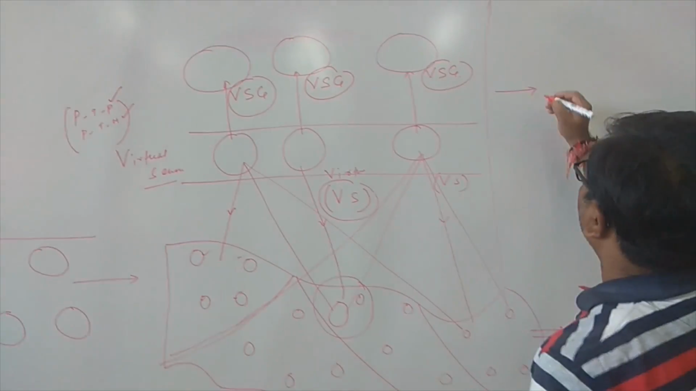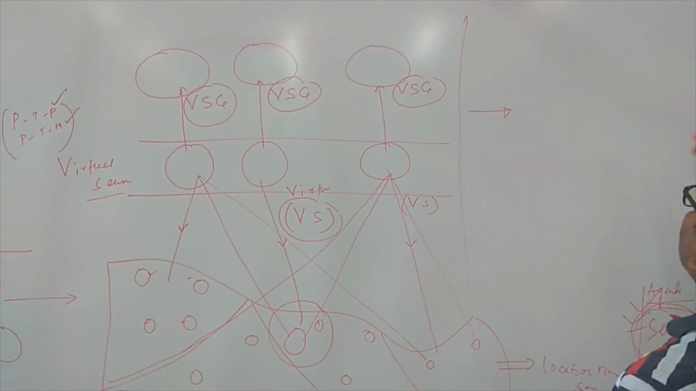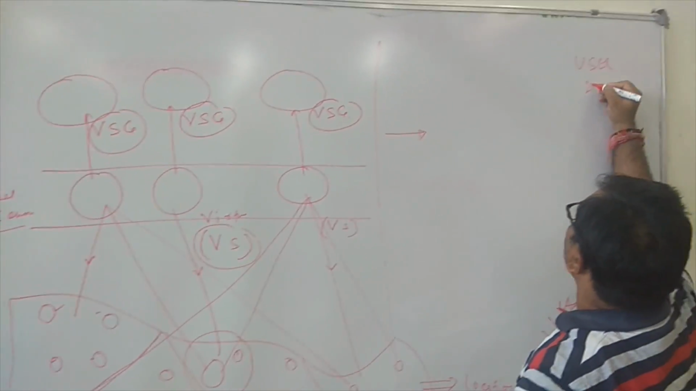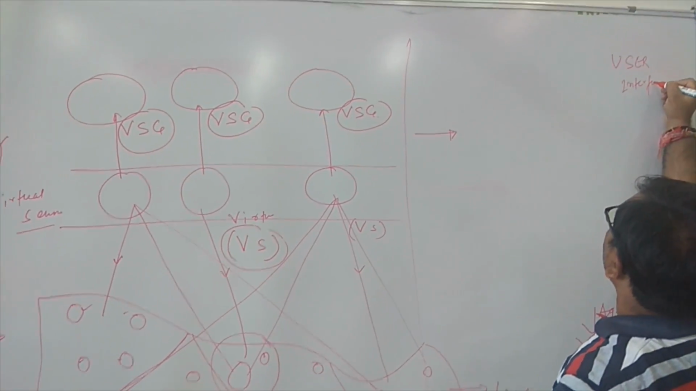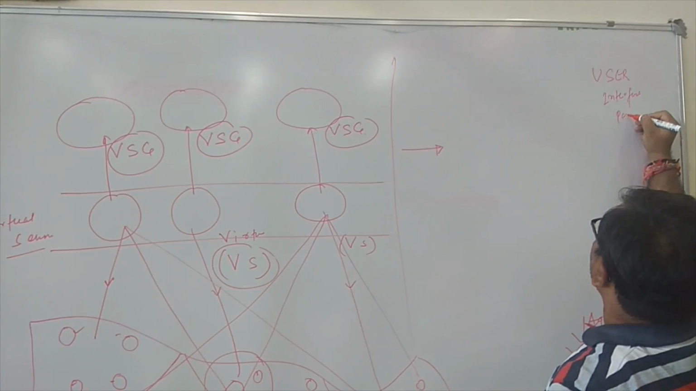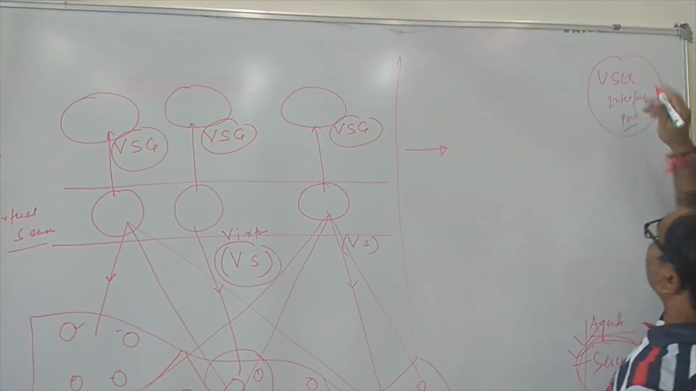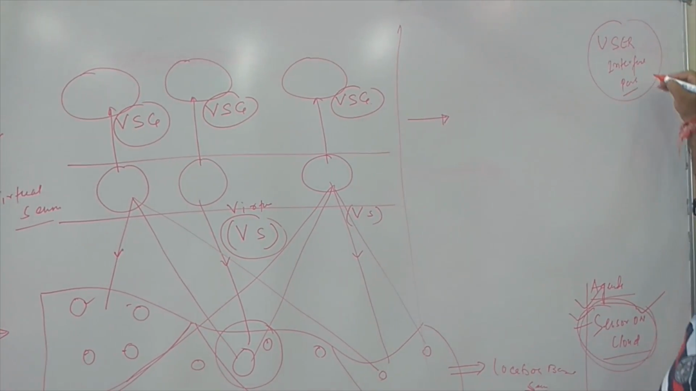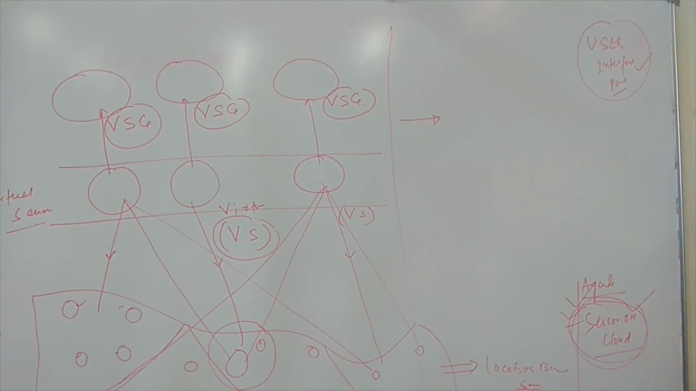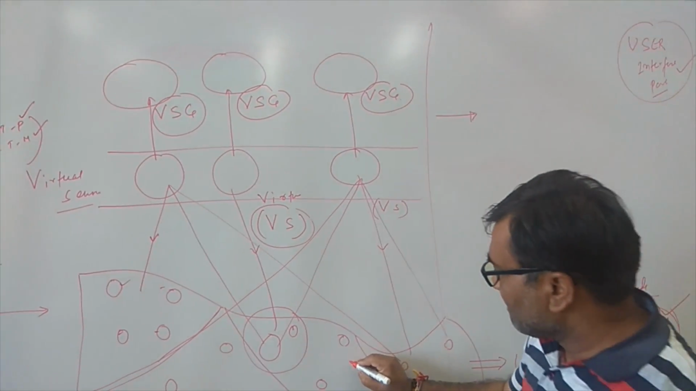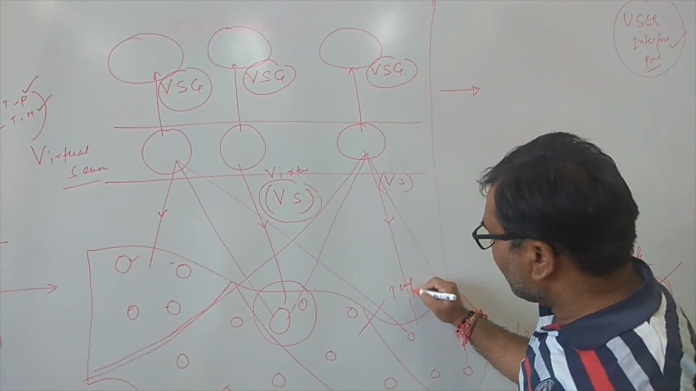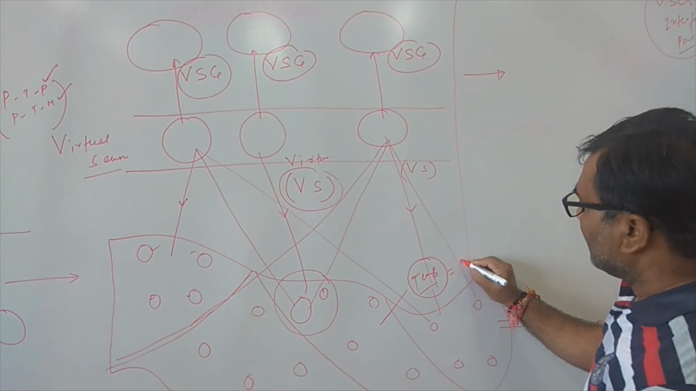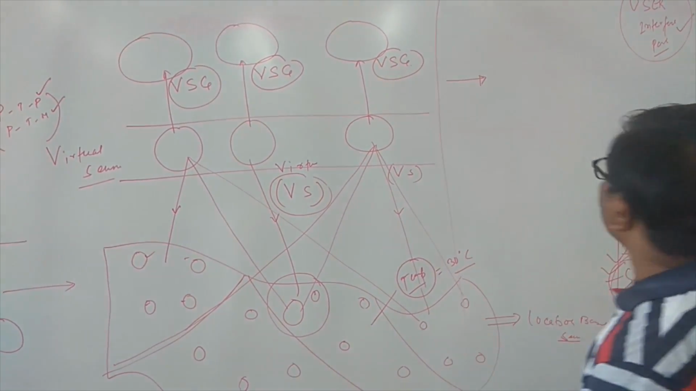Now, the second part is the user interface part. So in the user interface part, what will you observe? Let us assume that the temperature is 30 degrees Celsius currently.